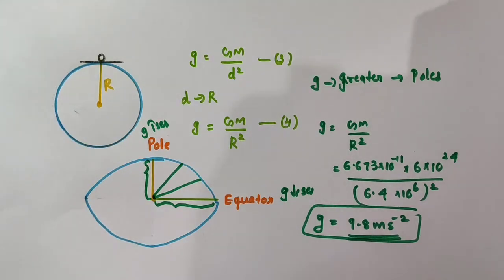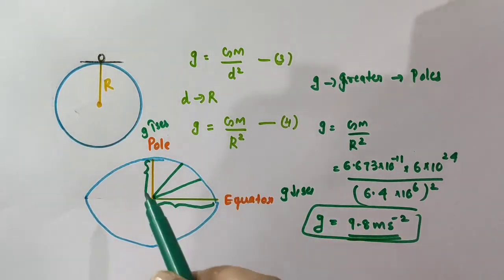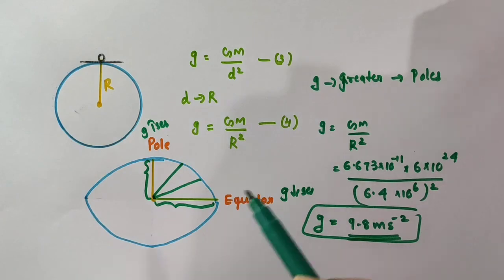So in this video, we have discussed free fall motion of an object. We have discussed acceleration due to gravity, and we have seen how g value varies when we move from the polar region to the equator regions, etc.